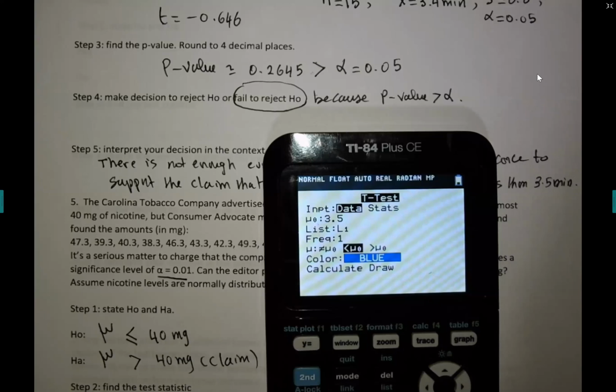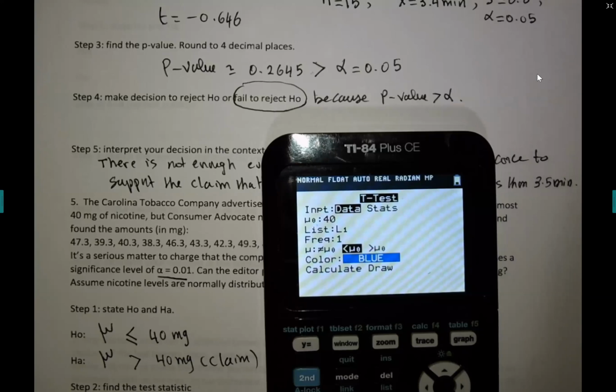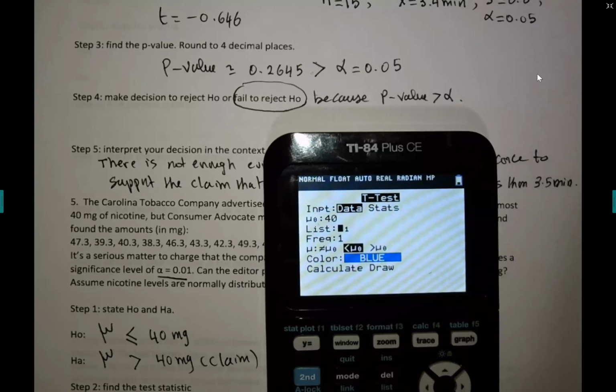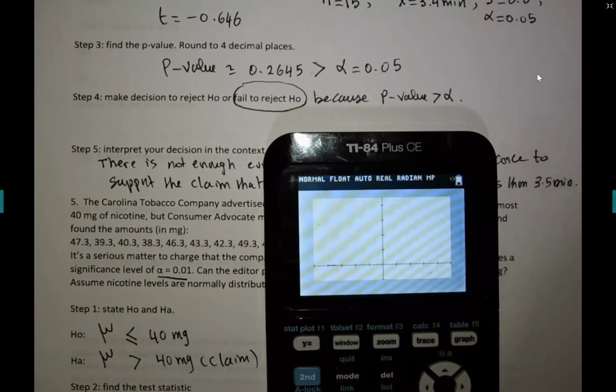mu0, it's the value in the null hypothesis. What is the value that we're going to assume is true until proven otherwise? Then your list is in L1. Don't touch the frequency, guys. And we need the third one here, as you can see. And I can do a draw. So if you see a p-value, guys, it's going to show on the right here because this is a right-tail test. Watch. You can hit calculate as well. You don't have to. Okay, it's a small p-value, as you notice. It didn't shade much.